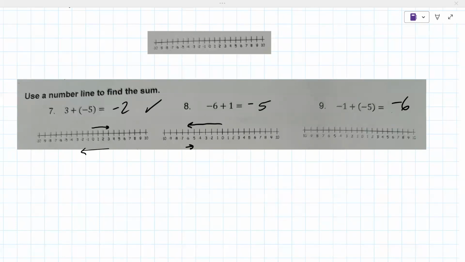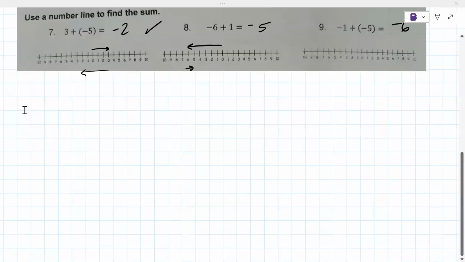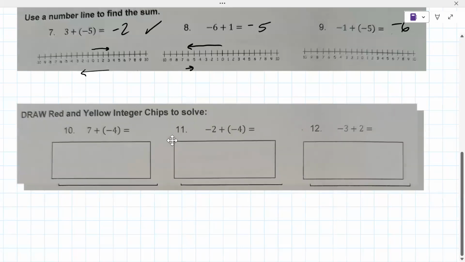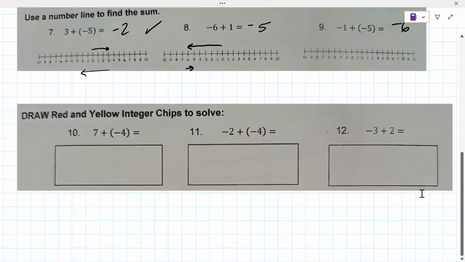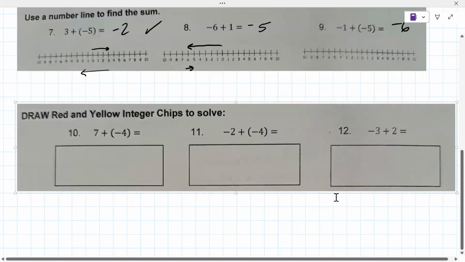Let's grab the red and yellow chips. Do you get colored pencils, or what do you get on the test? I believe so. I'm not sure. I know how to do this really well. Okay. I'm more interested in the results here, but that is important to do what they want.